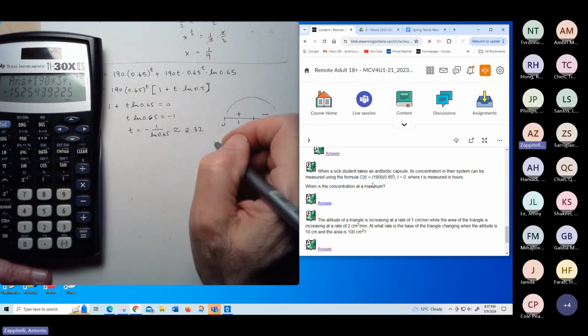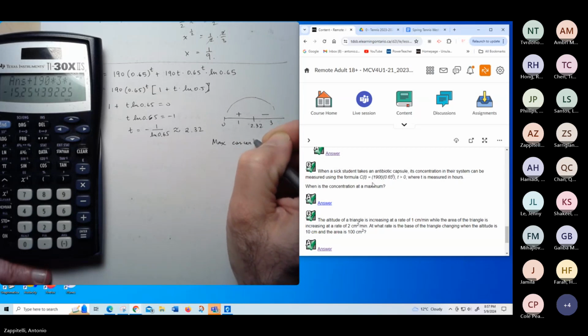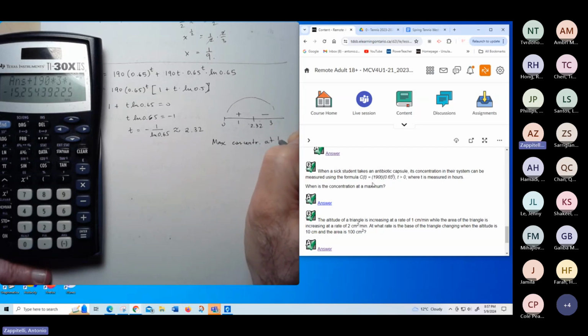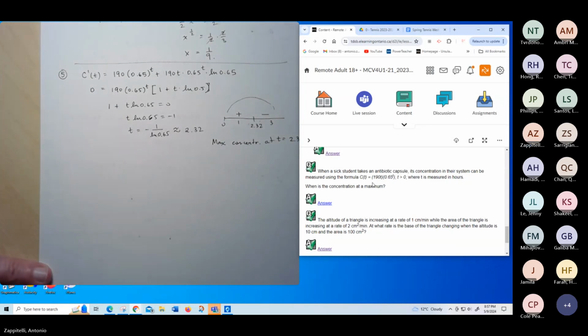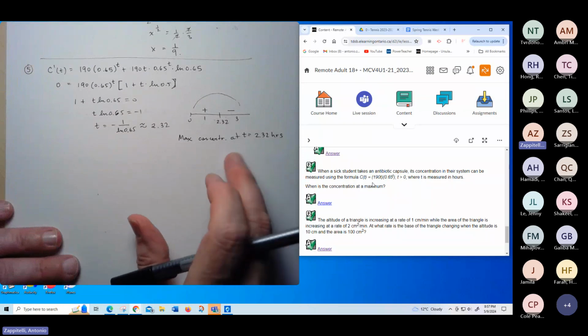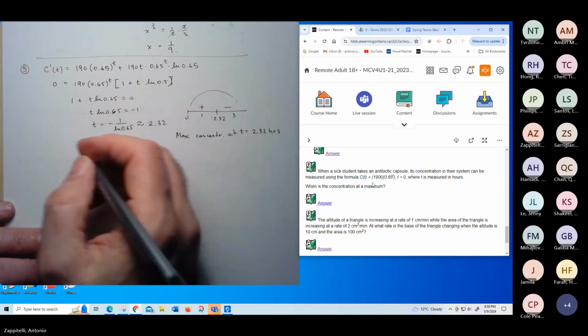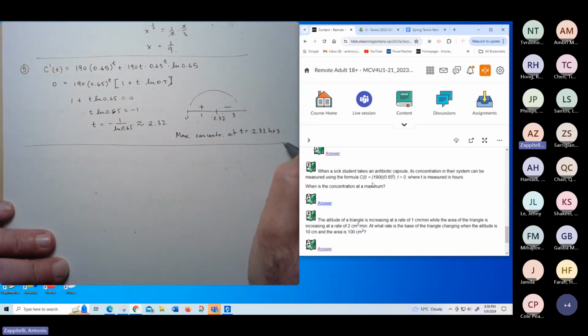So that means we have a max concentration at t equals, and this is in hours, 2.32 hours. So this tells you that this is the time when you're going to have the most antibiotic in your system. So I guess it's probably likely when you start feeling better. Any questions there?